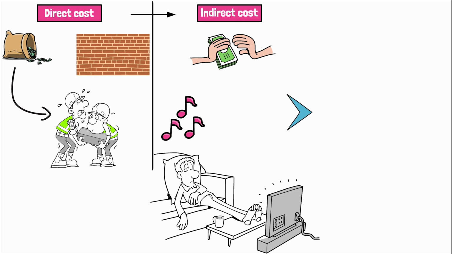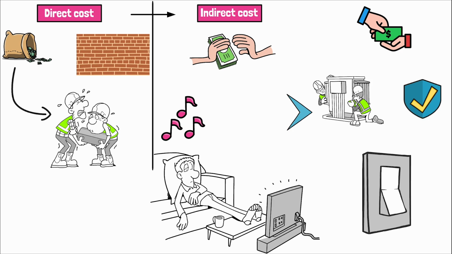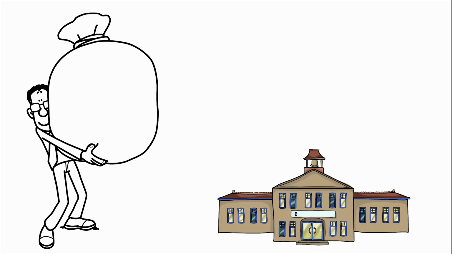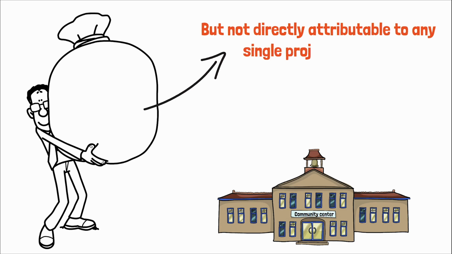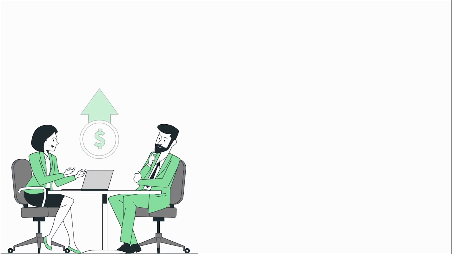In our community center example, indirect costs include executive salaries, the electricity to light up the main office, and the insurance that protects the company, not to mention the costs of keeping the lights on in the administrative offices. These costs are spread across all projects the organization undertakes, not just our community center, because they are essential to the business's overall operation but not directly attributable to any single project's output. Understanding these indirect costs is crucial for a project manager when it comes to budgeting and cost management.